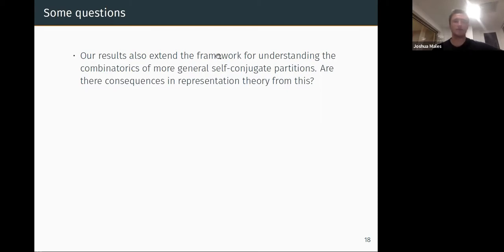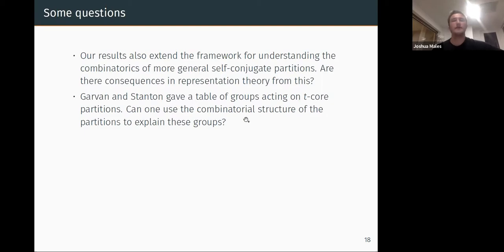This is something I haven't had a chance to think about too much, but are there consequences in representation theory, for example? Another question is that in these influential papers of Garvan, Kierman, and Stanton, in particular one of Garvan and Stanton, they give a table of groups, certain dihedral and cyclic groups that act on T-core partitions. So can we use the combinatorial structure of the partitions that we give to explain these groups? This is something that Stanton brought up again a couple of weeks ago in a seminar. Can we use these explicit descriptions of partitions to explain these dihedral groups that act?